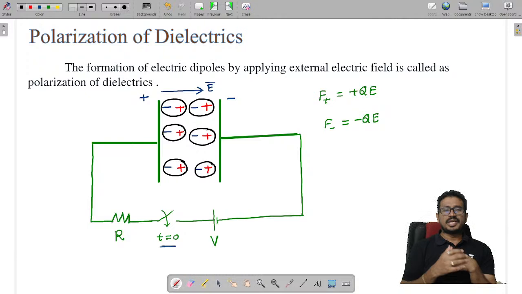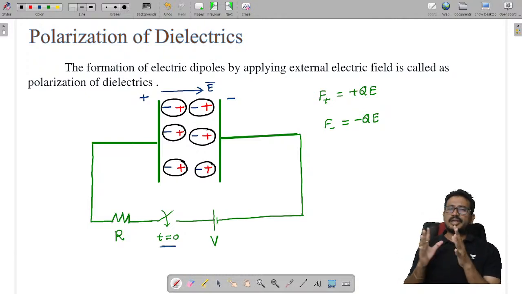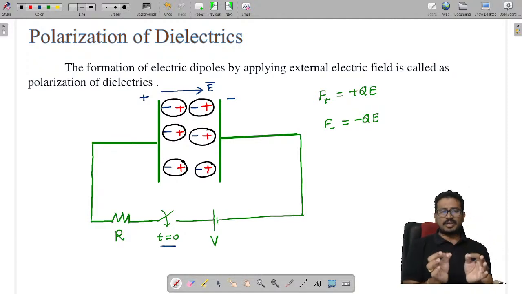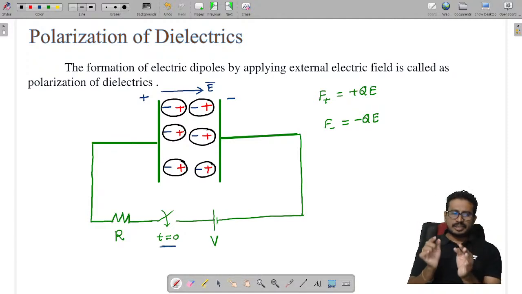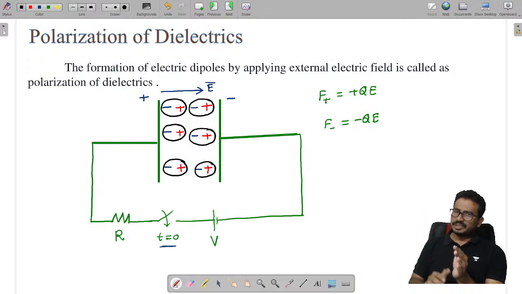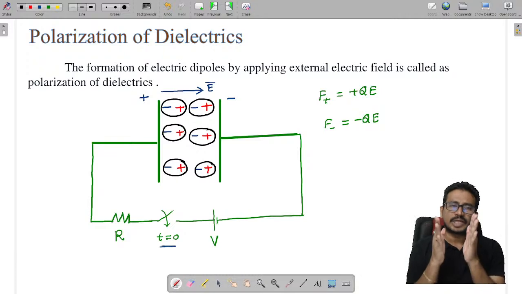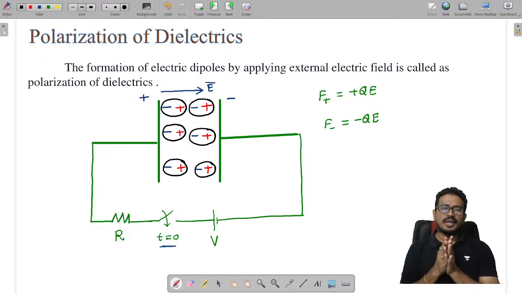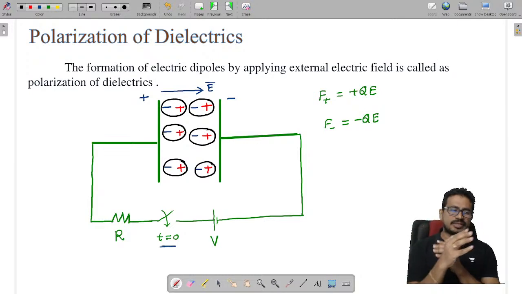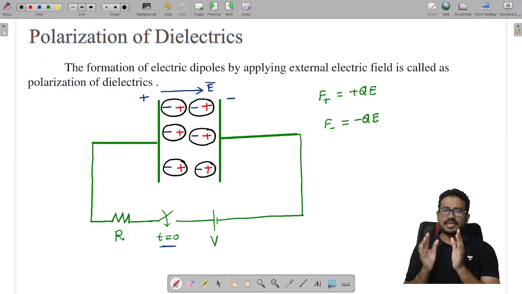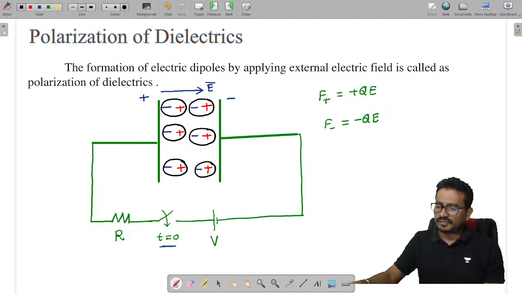If there is no current, there is no flow of current. Now try to understand. Here at t equal to 0, I have closed my switch. There is a flow of charges from one side to the other side until the formation of dipoles. Once the dipoles are formed, there is no flow of charges.